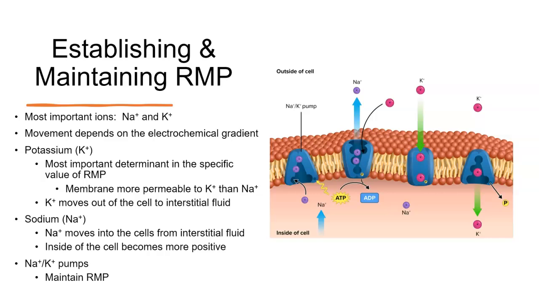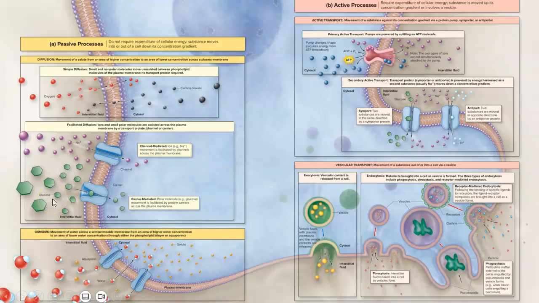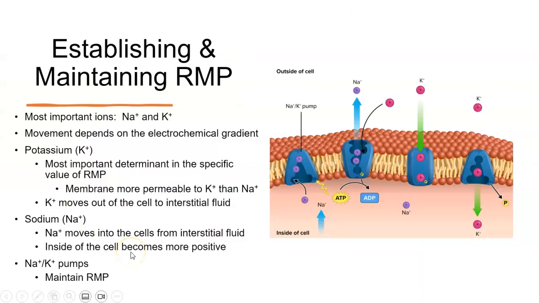So potassium is the most important determinant in the specific value of that resting membrane potential, which can be measured using electrodes from a voltmeter, one outside the cell membrane and one inside the cell membrane. That will allow us to get a relative value to associate with that resting membrane potential. Now, we're not going to have to do any of that. I was just explaining what that means.